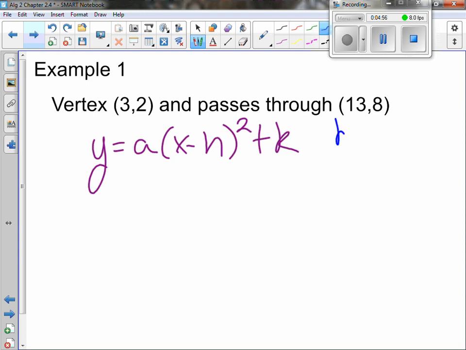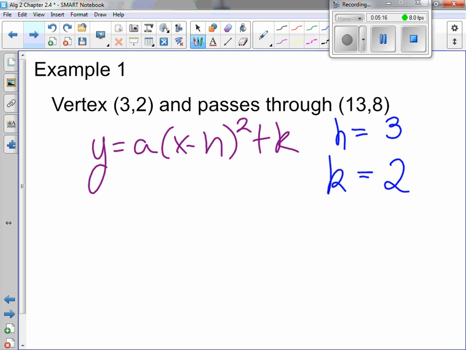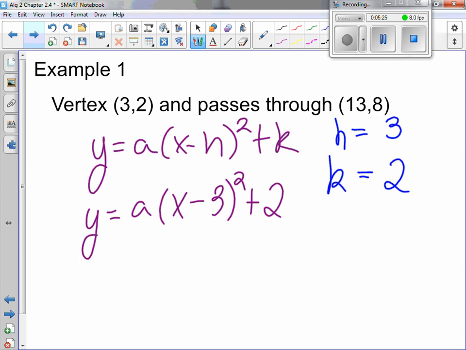Now, out of these three here, h and k are given to us, because our vertex is h comma k, yes? So looking at the vertex, 3 comma 2, the value of h is 3, and the value of k is 2, so we can plug those in. y equals a times x minus 3 squared plus 2. So for part 3, we're just saying h equals 3, k equals 2.